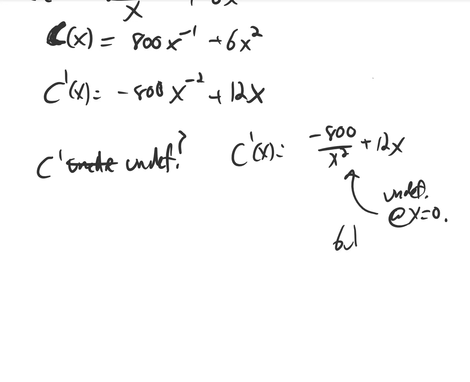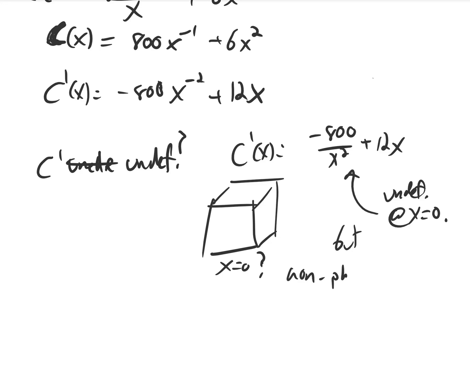But what kind of box would have width 0? Doesn't make sense. So we can discard that part of the result.